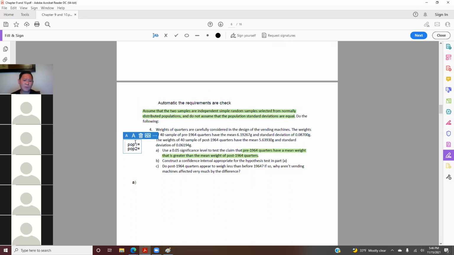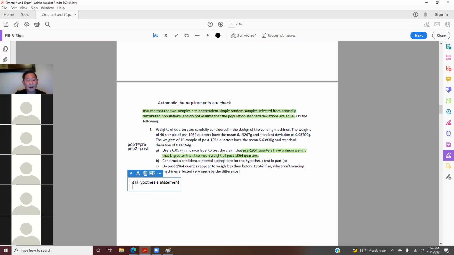So can someone tell me, population 1 in this case is the pre-1964 quarters or the post-1964 quarters? Pre. Okay. And this is post. Can you switch these two around? Yes. But if you switch these two around, then your answer is going to be the same, but your test statistic and your confidence interval are a little bit off.